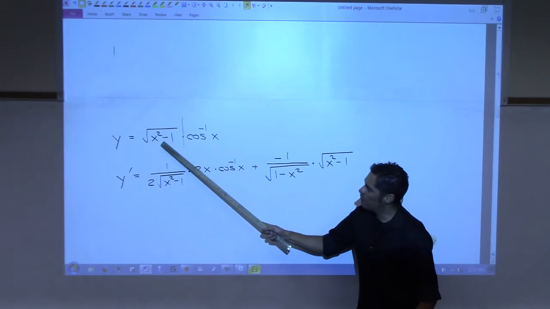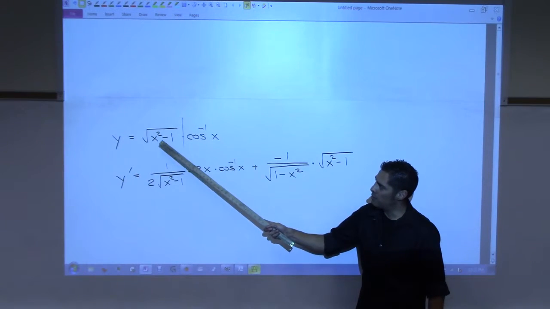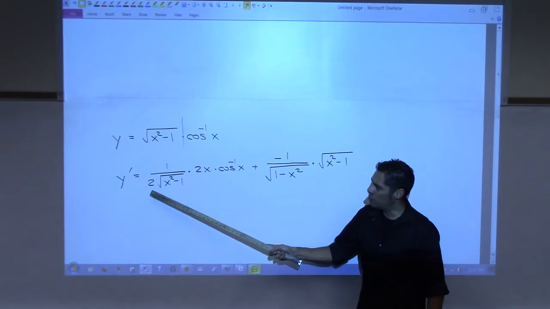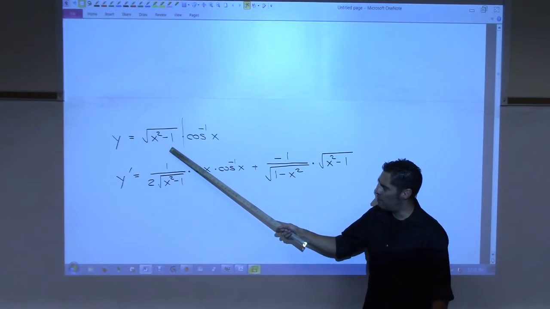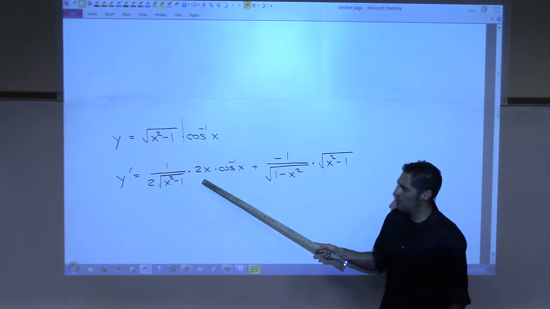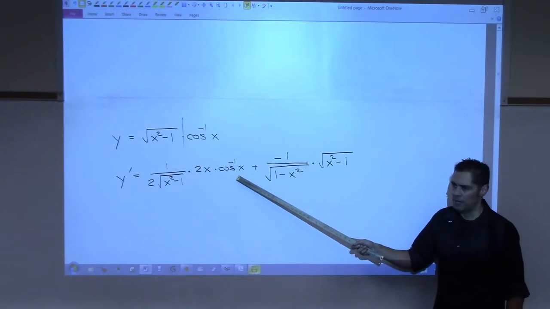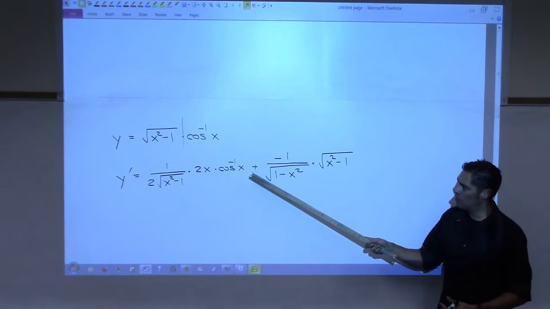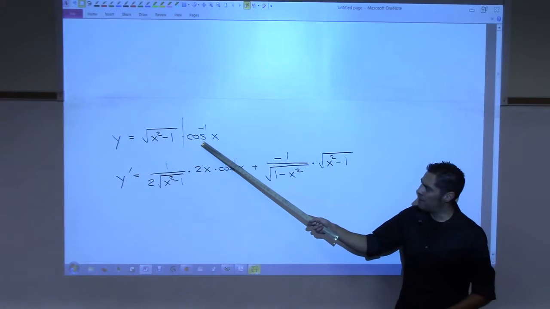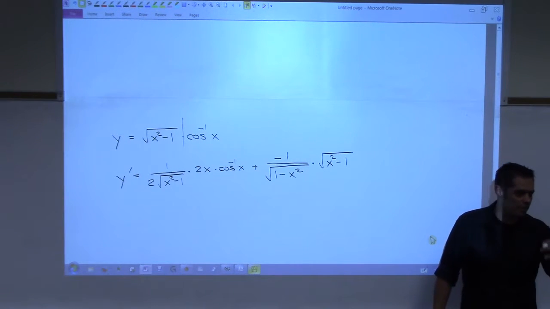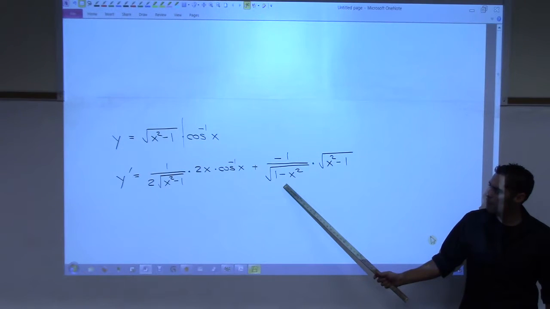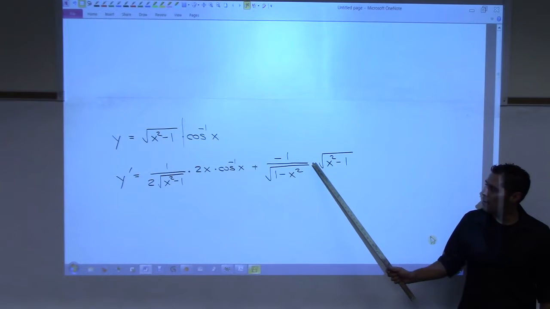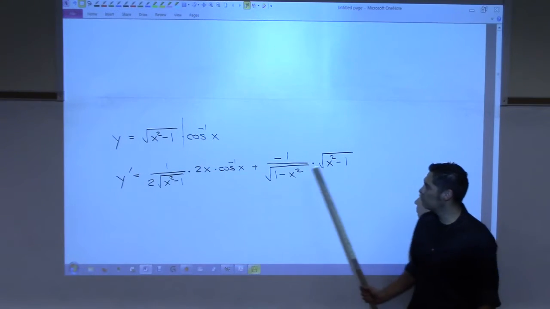So product rule, derivative of the first one is chain rule, right? Derivative of the square root of something, 1 over 2 roots of that something. Then times derivative of what's inside, which is just 2x. Then times the second function. So that's the first part of the product rule. Plus, the derivative of the second one, derivative of arc cosine of x, you have to look on your formula sheet, is this, right? That's it. That's the derivative of arc cosine x. You're done. Times the first one. There.